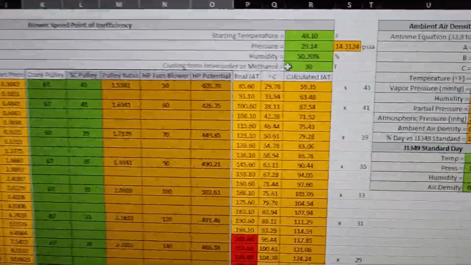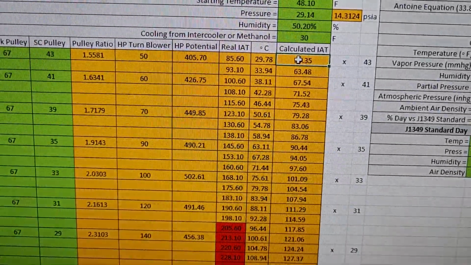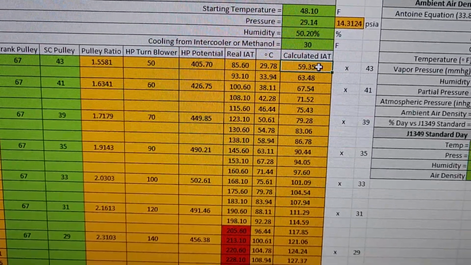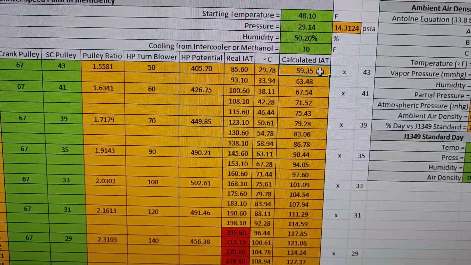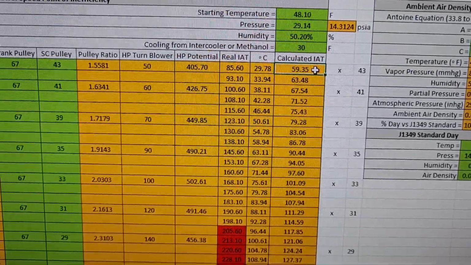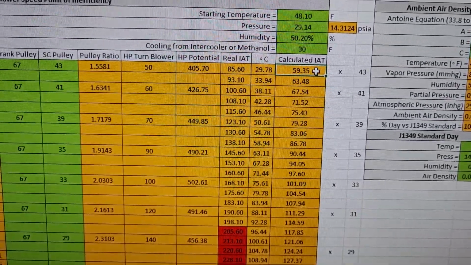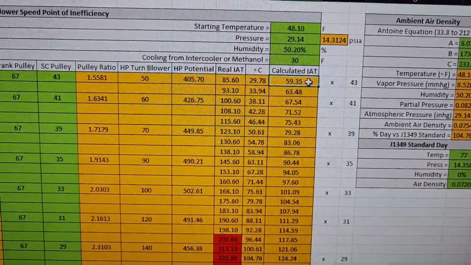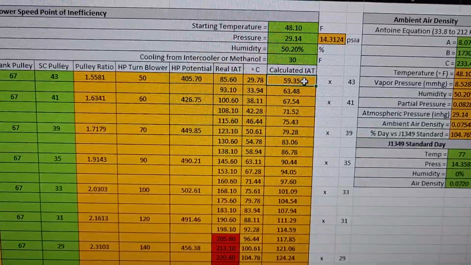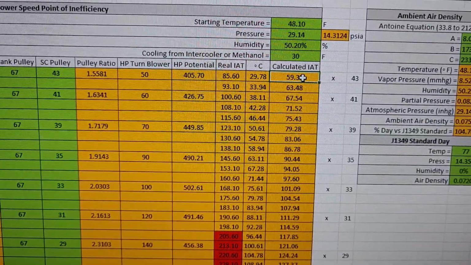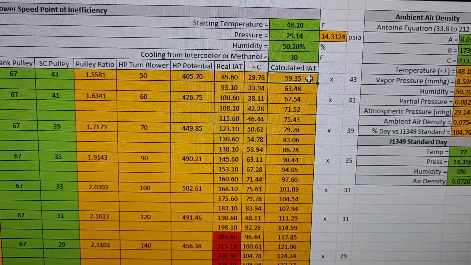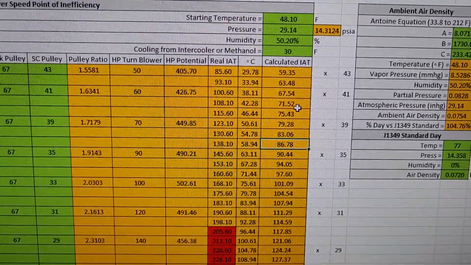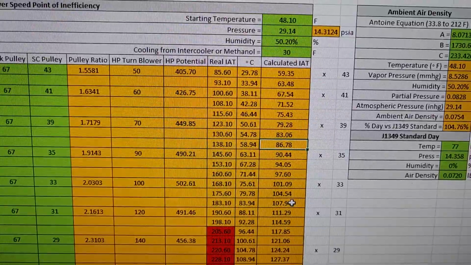And this real IAT, so this calculated IAT, I taught how to do this. This is the ideal temperature at the discharge of the supercharger if it was just discharging air and not into a manifold, or into a manifold but not a heat-soaked manifold. If the manifold was just basically ambient air temperature and you're just looking at the discharge temperature of the blower, that's what this number would be. So this is what that blower discharge temperature actually is.